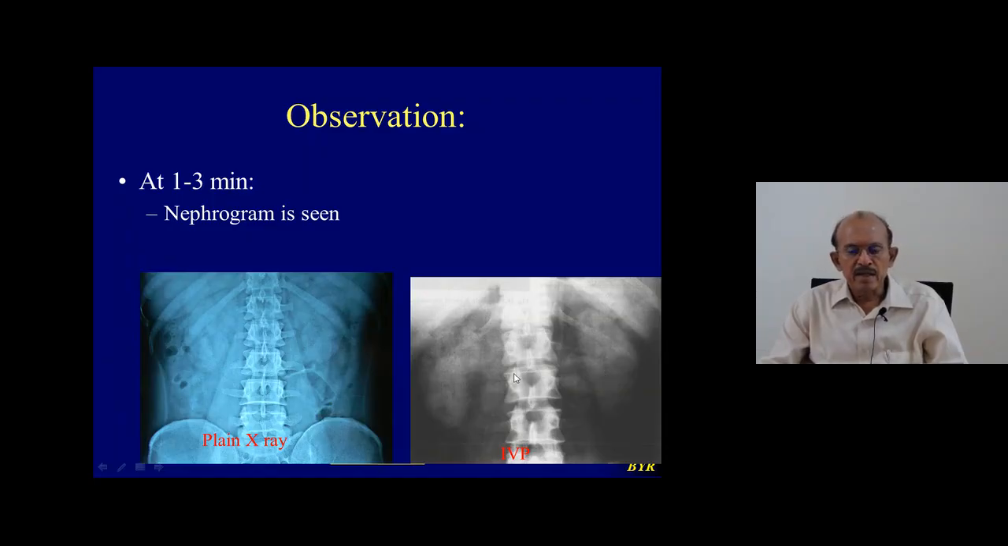Why? The dye is being now filtered in the glomerulus. The glomeruli and proximal renal tubules are present in the cortex. So the whole cortex is now containing the iodine. That is why it opacifies the kidneys. So it is not excreted into the tubules. It is not excreted into the calyces. That's why calyces are not seen. Only the renal parenchyma is stained because of the uptake of iodine. So this is the enhanced renal shadow. This is called the nephrogram phase.